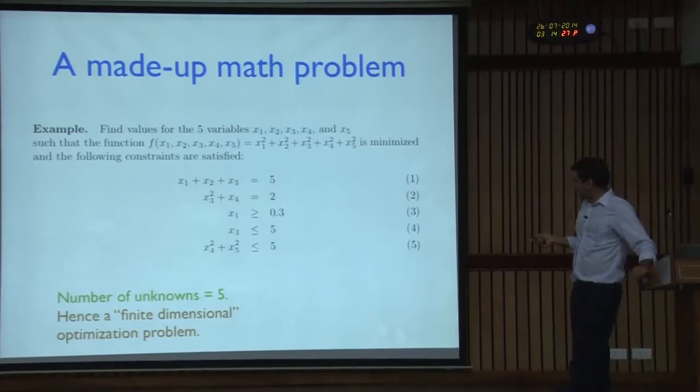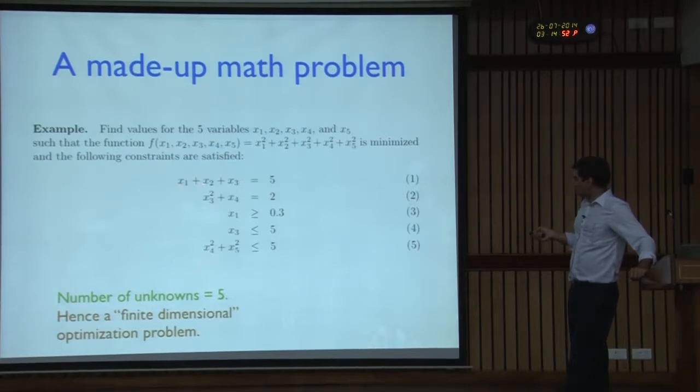Okay, so here's a made-up math problem, a made-up optimization problem. I don't know if people can see in the back. Can people see? Yes? Okay. So this is f. F is a function of 5 scalar variables, x1 till x5, and it's a simple quadratic function. What we would like to do is to minimize this function of 5 variables subject to these constraints.